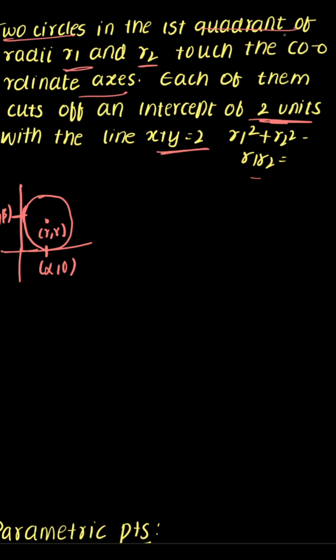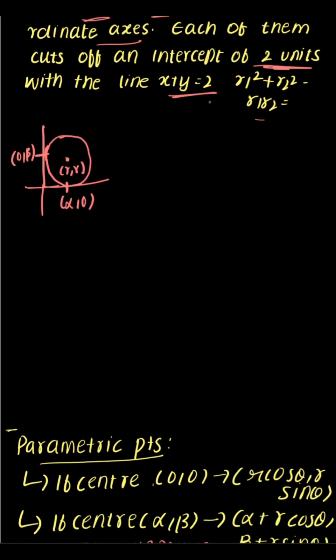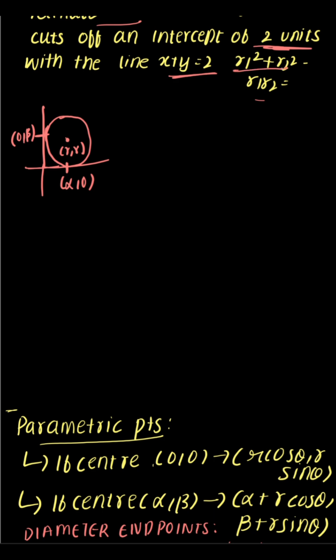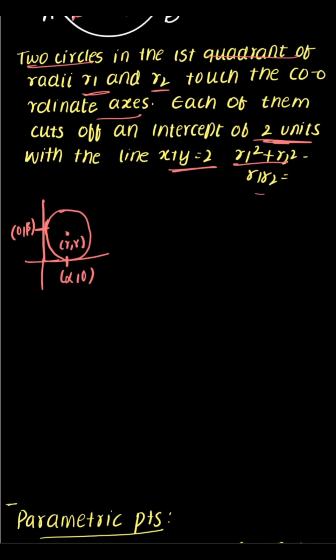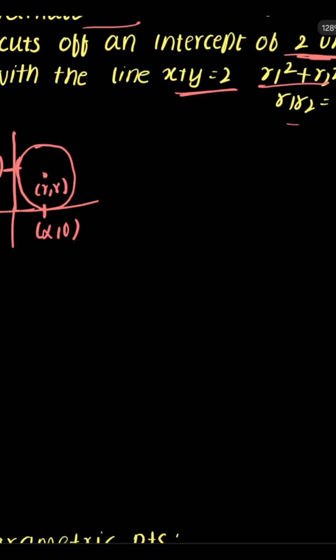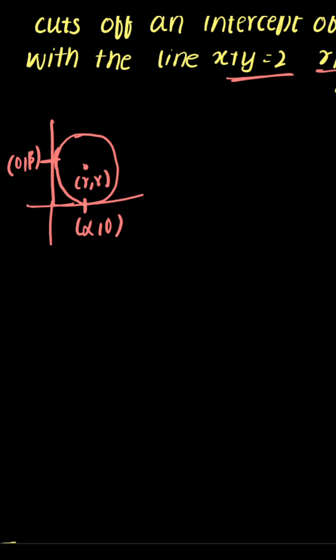2 circles in the first quadrant of radii r1 and r2 touch the coordinate axes. Each of them cuts off an intercept of 2 units with the line x plus y equals 2. Then r1 square plus r2 square minus r1 r2 is? Right. So let's read the question line by line, and according to that I've made the diagram here. So it says it touches both the axes, which means let's say it intersects the x-axis at a point (alpha, 0), y-axis at a point (0, beta).